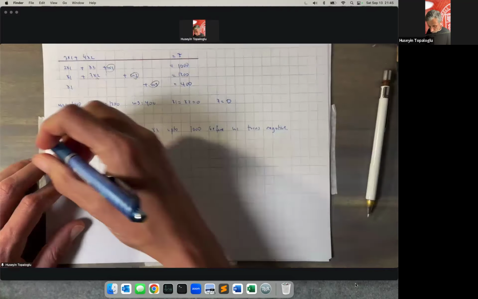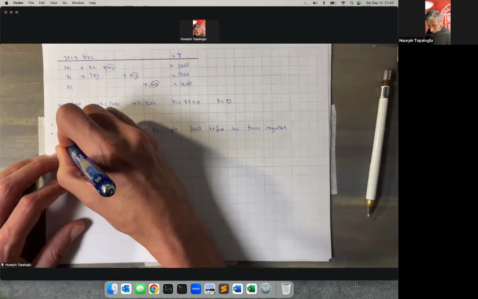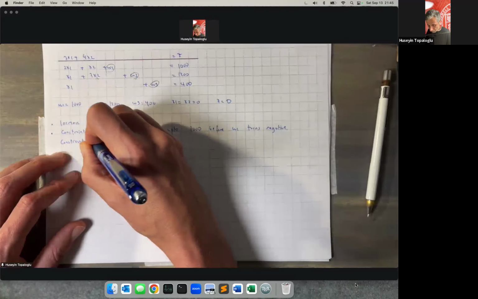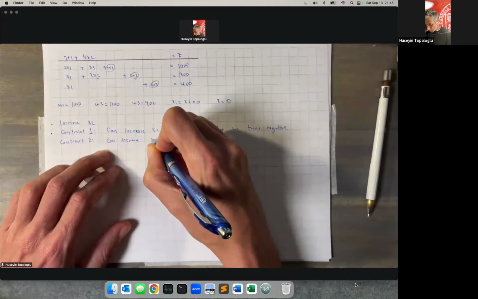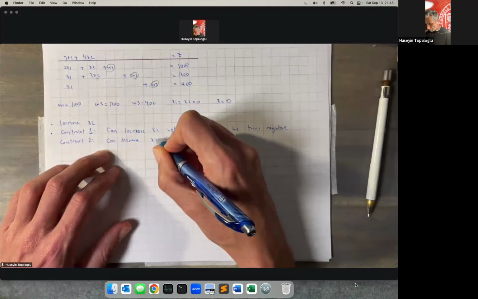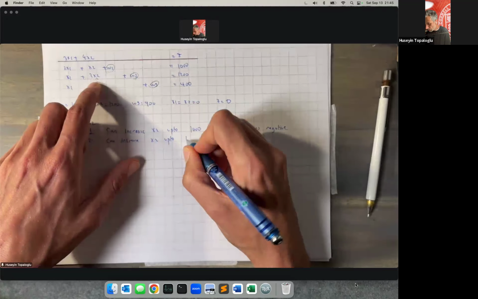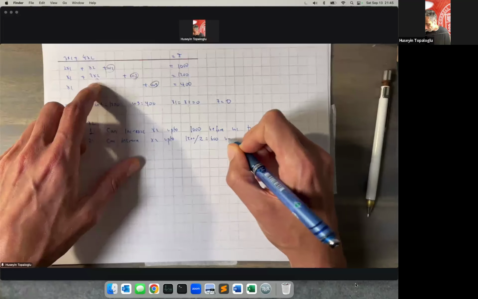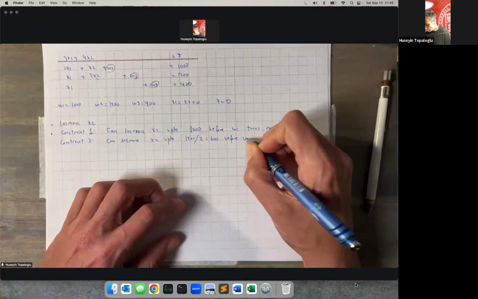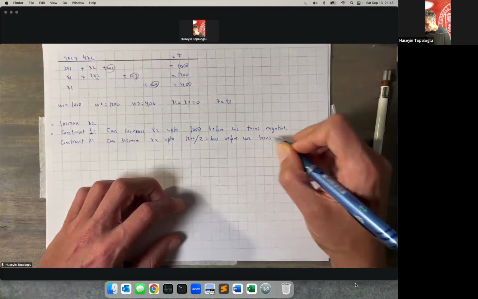starts turning negative. So the second constraint says, constraint 2 says, you can increase x2 up to 600, which is given by 1200 divided by 2. That's 600, before w2 turns negative.